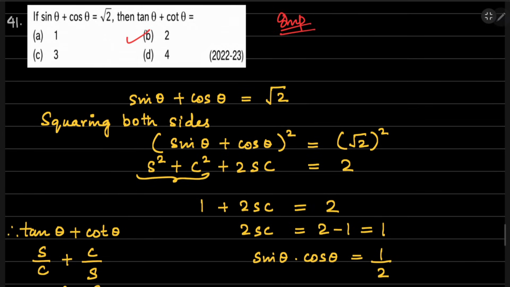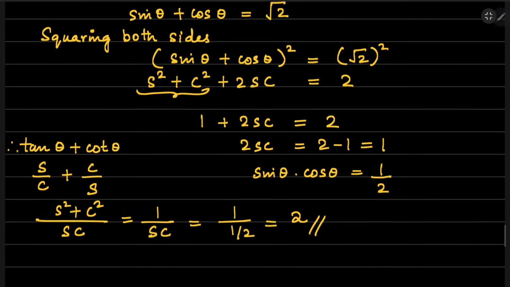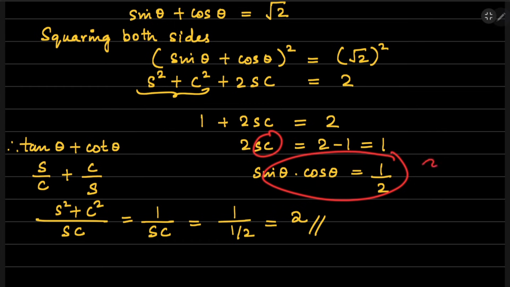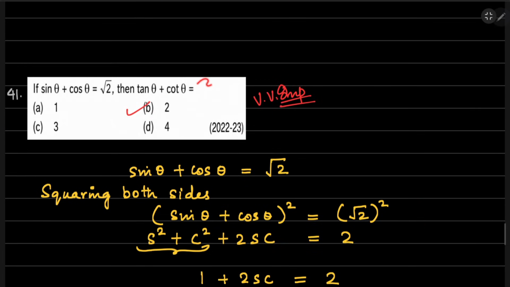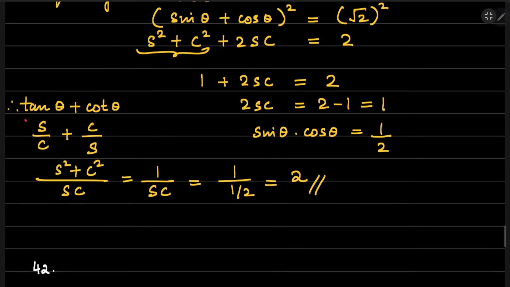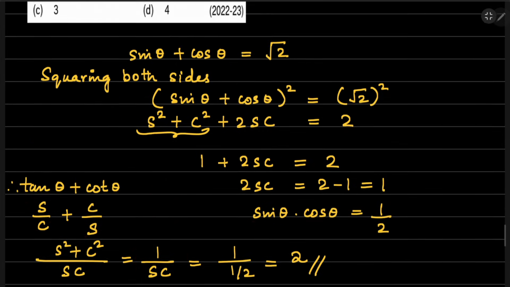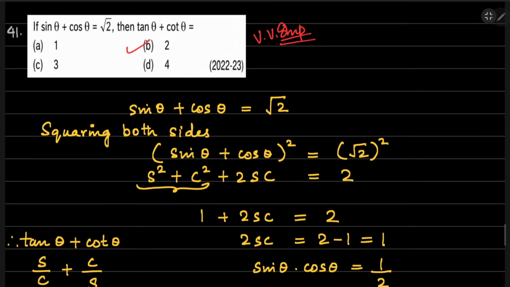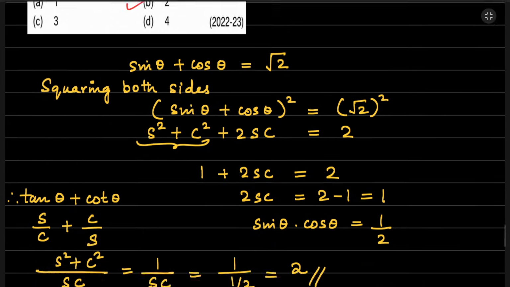Option number B. This question is very, very important. The reason is that when you are squaring both the sides, you have to stop at a particular point, that is sine theta into cos theta equal to 1 by 2. Just stop there. And then take your tan theta plus cot theta and convert everything into sine and cos. Again, you'll be getting it in terms of sine into cos. You have to substitute and then do it. So this question is a little tricky. Mark it as important, and please make sure you're revising it over and over again. Let's move to the next question.